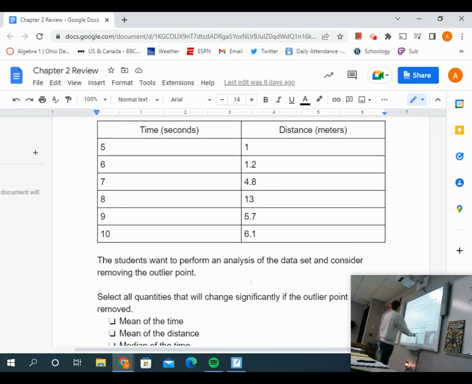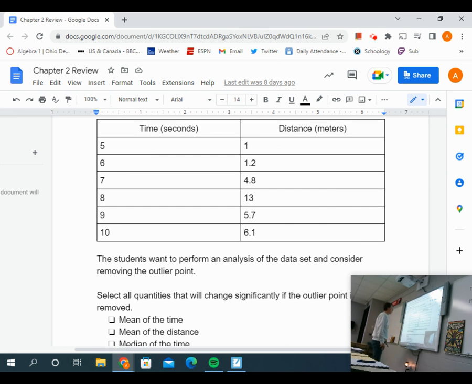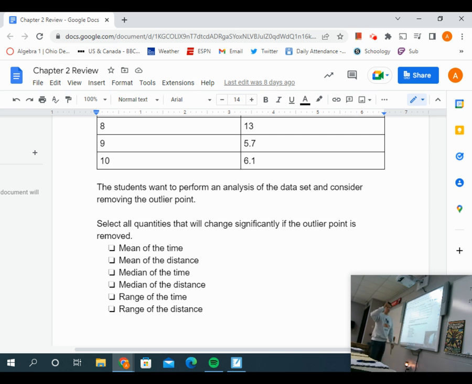Well, if we look at this, okay, how would we find the mean of the time? Well, I'd add all of these values up and divide by however many there are, in this case 6, and I would get some number. I do the same for the distance. How do I find the median? Order them least to greatest, cross them off till you get the middle value, okay? We know how to find all of these data values, but what does the question need us to do? We need to see what will change significantly if the outlier point is removed.